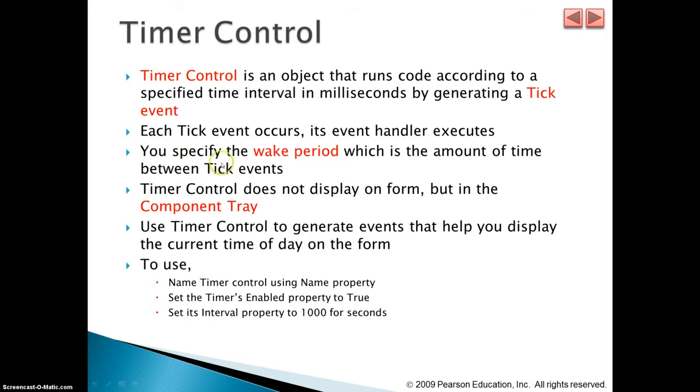So you specify how frequently you want that tick to occur. It's kind of referred to as the wait period. The chapter says we're going to set the interval to 1,000 because it's based in milliseconds, and so that way every second it's going to cause the event handler to execute.